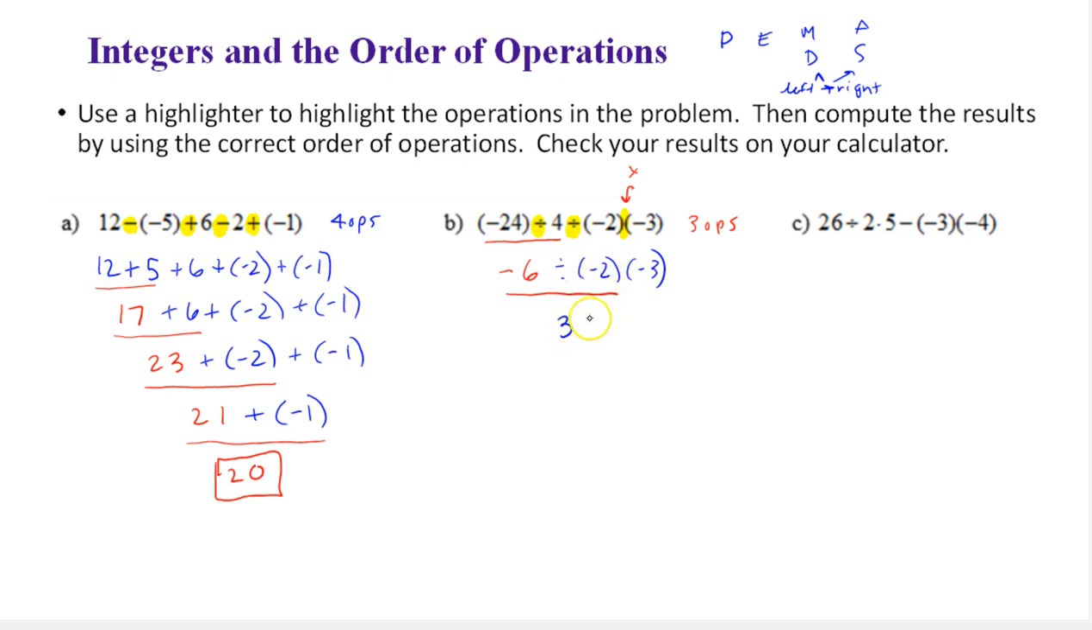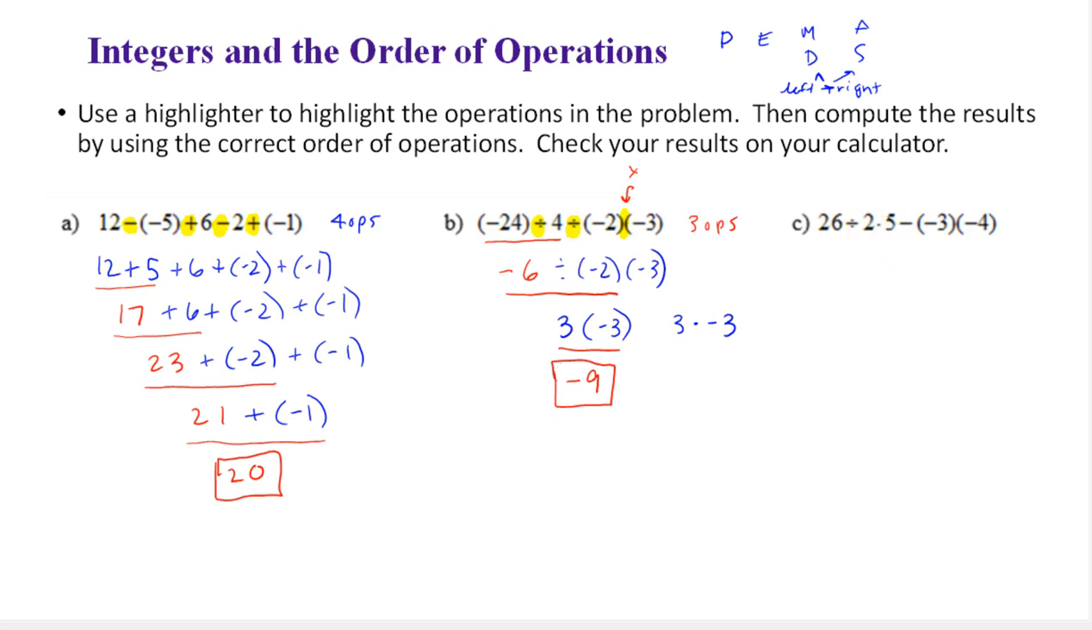Okay, and then I'm going to put this right next to it. So 3 times negative 3. So remember, this means 3 times negative 3. And then this is our last operation. 3 times 3 is 9. We have a positive times a negative, so our result is negative. And we have negative 9.